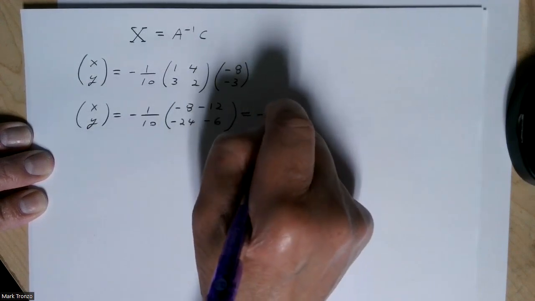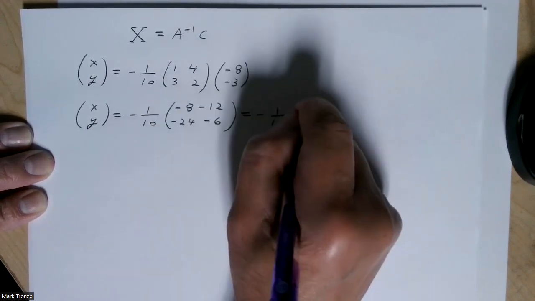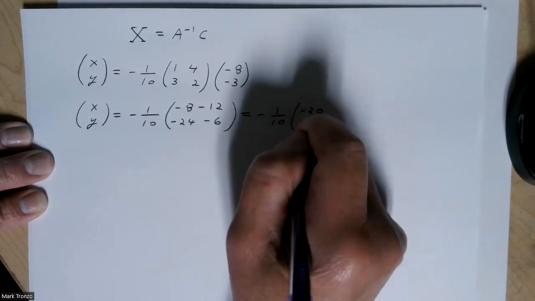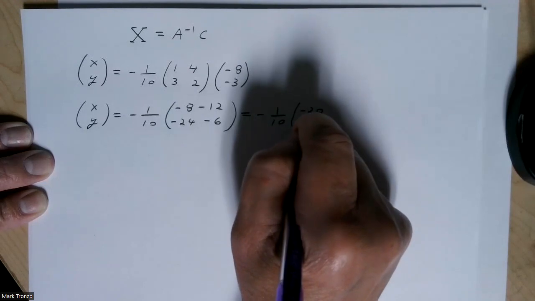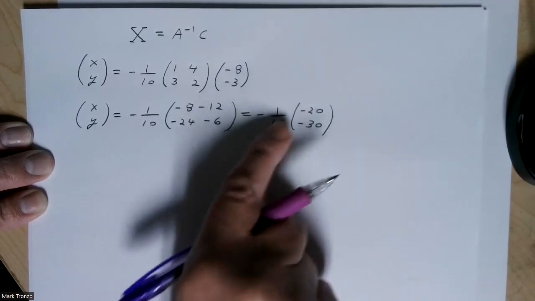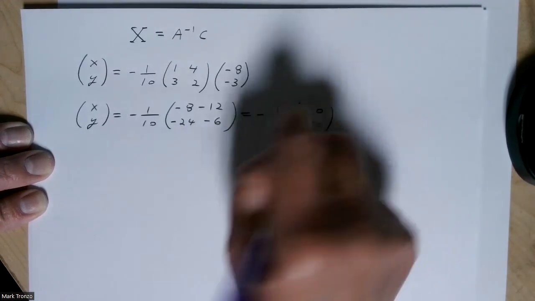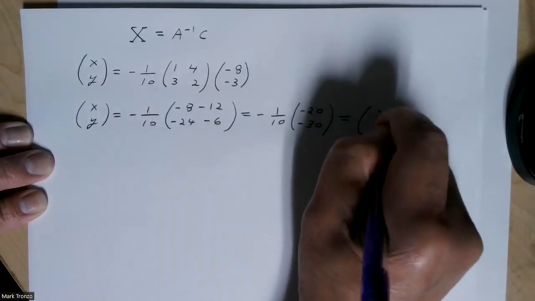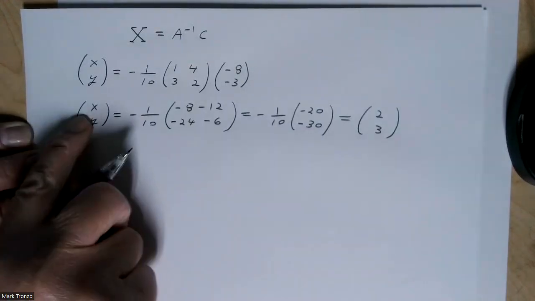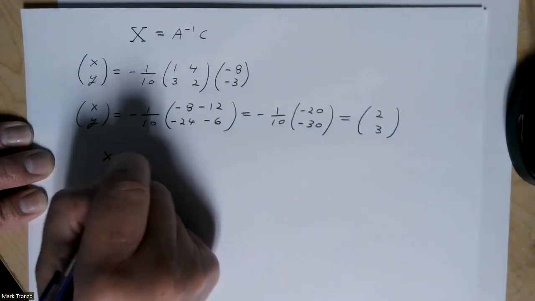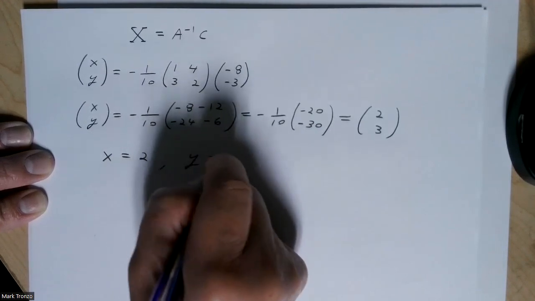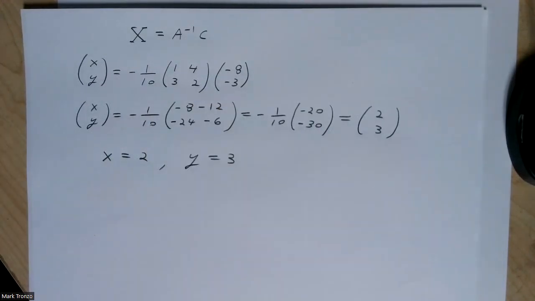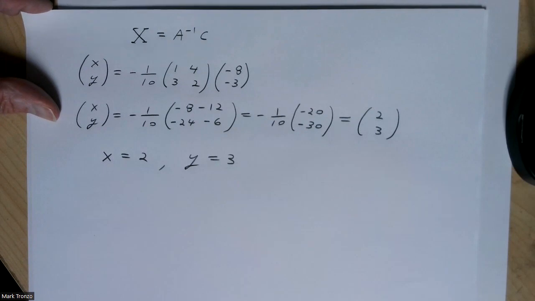And that's going to be minus, what is that going to be? Minus 20 and minus 30. And we divide each of these by a negative 10. So we get 2 and 3. So that means x is equal to 2 and y is equal to 3. So that's solving systems of equations using matrices.